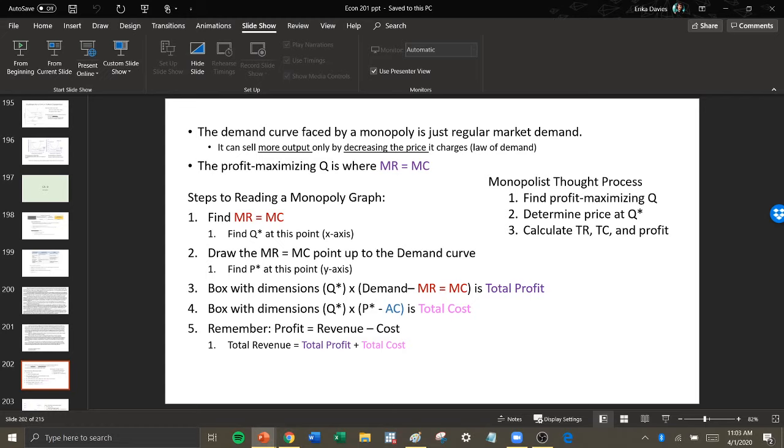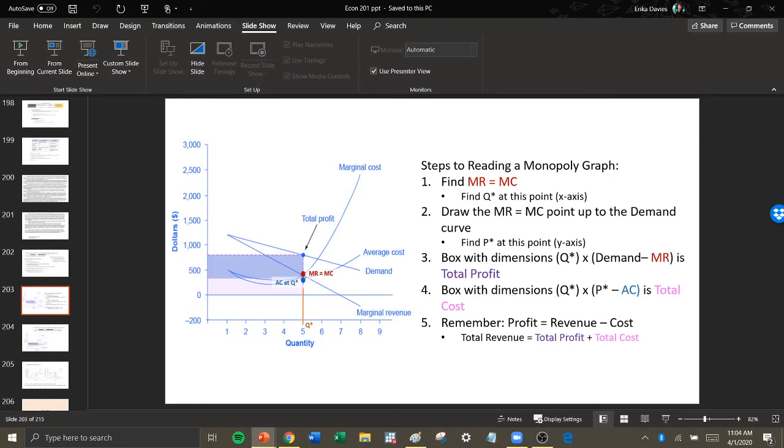From a monopolist point of view, a monopolist will find the quantity to produce at which their profit is maximized. And once they find this quantity, they'll decide on a price to charge. And then from there, they'll get their total revenue, total cost, and profit. Okay. Questions on that while the next slide loads?